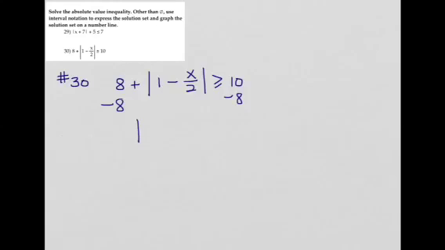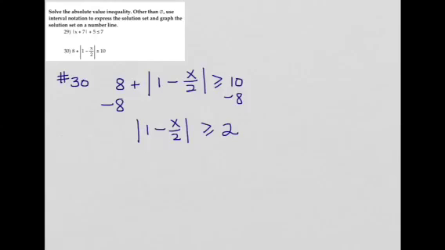Now in the next problem, 30, we have 8 plus the absolute value of 1 minus x over 2 is greater than or equal to 10. Again, I'll start by getting the absolute value by itself. And I have the absolute value of 1 minus x over 2 is greater than or equal to 2.